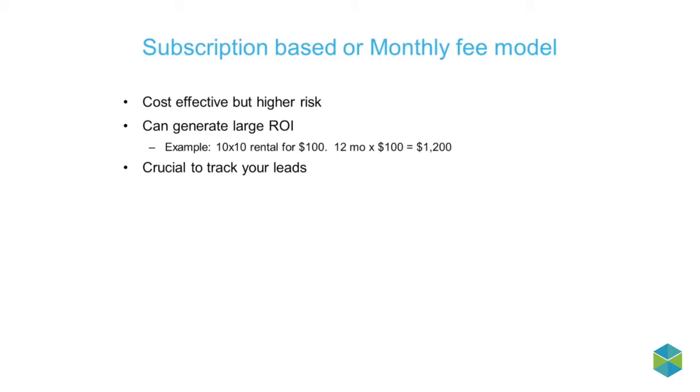But at the same token, with that higher risk, they can generate a much higher ROI than the other pay-per-reservation models. For example, if you were to rent a 10 by 10, for numbers' sakes here, for $100 a month, the average length of stay for 12 months, about $100 per month equals about $1,200 a year. So for that low $50, $60, $70 a month charge, you're making essentially approximately $1,100 of profit off that one rental.